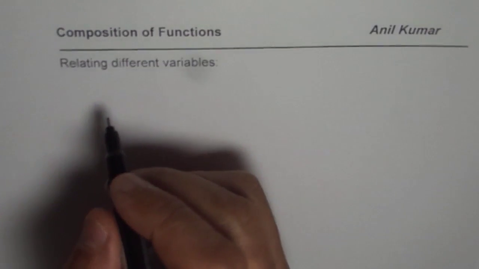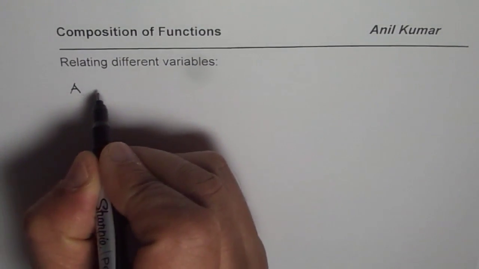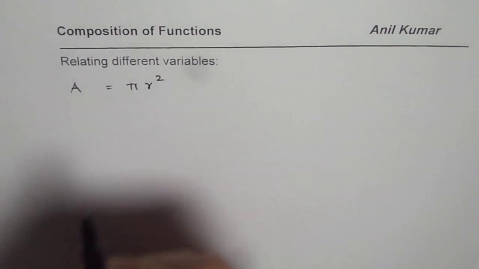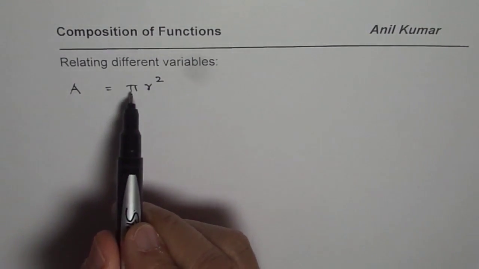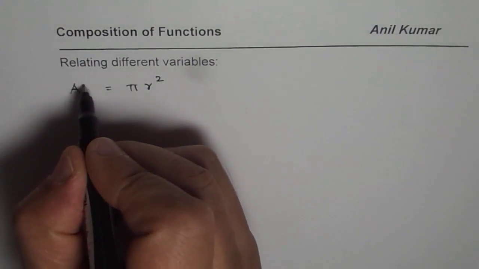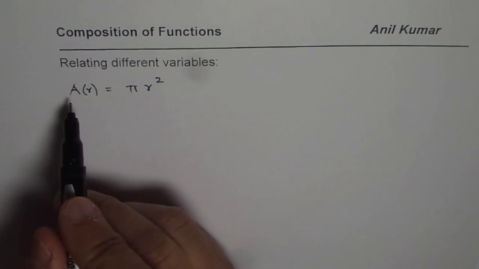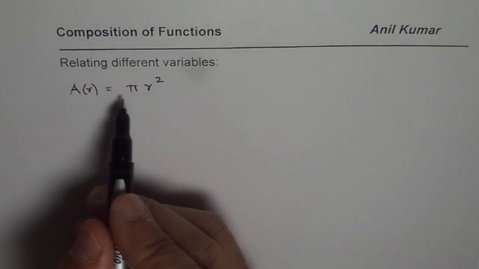As you know, area of a circle can be written as pi r square. When I say area is pi r square, it means area is a function of r, the radius, correct? So we have a function which is area, and that is related with the radius of a circle, right? So we could write this as A of r equals pi r square.